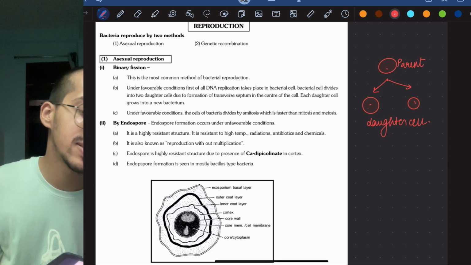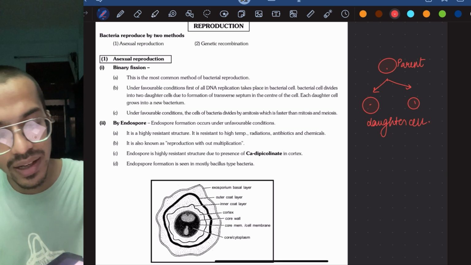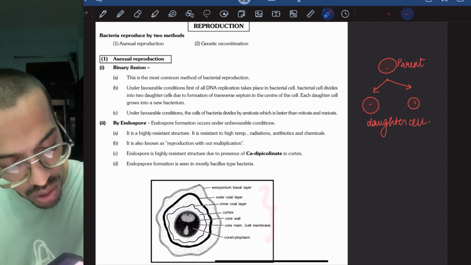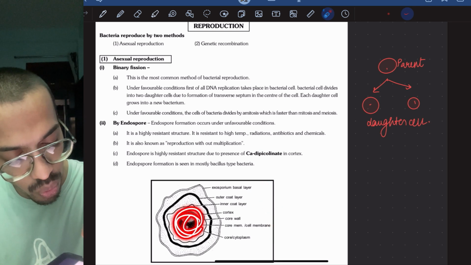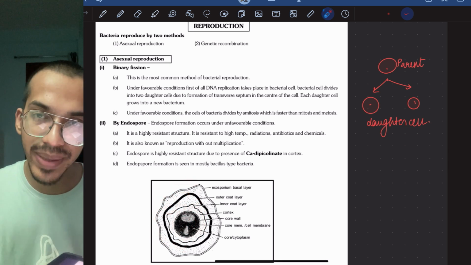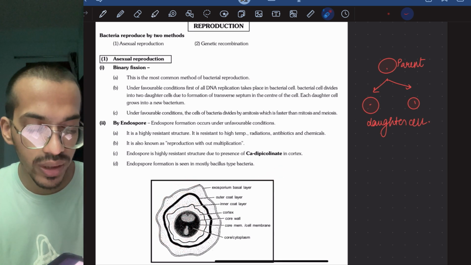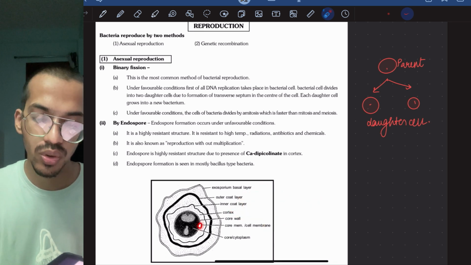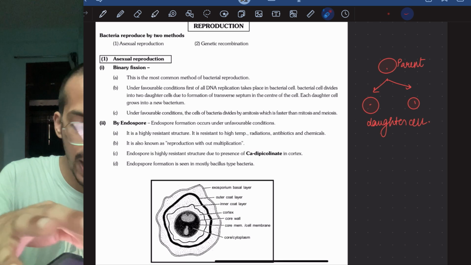This happens as endospore formation, and here they are showing you the different layers present. This is the bacterium. Now these are the different walls you are seeing around it. There is the exosporium, basal layer, outer layer coat, inner layer coat, cortex, core wall, core membrane, or the cell membrane, which is so small. Okay, so this is the endospore.